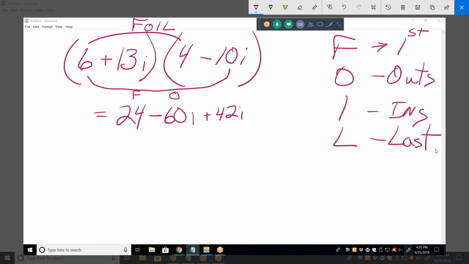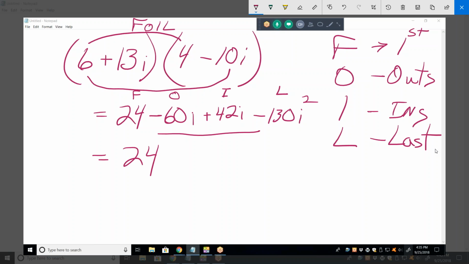And then finally, what's the last term? That's the I of FOIL. And what's L? 13 times 10? Negative 10? Correct. 13 times negative 10, which is what? Minus 130 I squared. So, as with most multiplication problems, you're always going to combine those two, the two inside terms.